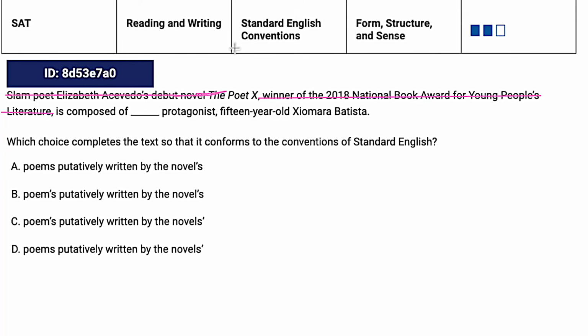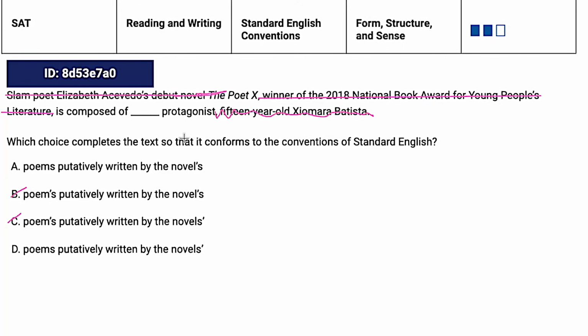Poet X is composed of poems putatively written by the novel's protagonist, 15-year-old. Okay, and then I would also ignore this because this is extra information. So all we're focusing on are the poems, possessive? Because I'm seeing in the answer choices we have options to make the poems possessive. We have the word putatively, which is not a noun. You cannot possess an adverb. So I can get rid of B and C for that reason.